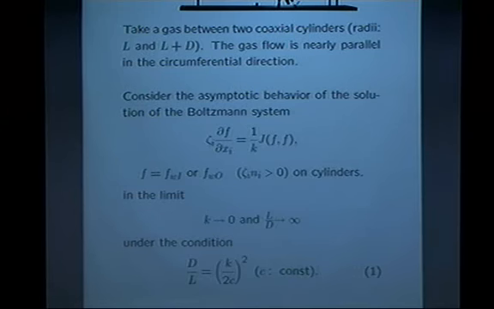There are two boundary conditions, on the inner cylinder and on the outer cylinder. Then we take the limit of Knudsen number going to 0. This is L over D going to infinity. Then we consider the case where D over L is of the scale of the Knudsen number, with C some constant. The reason we take this case is that this is the threshold of some effect.